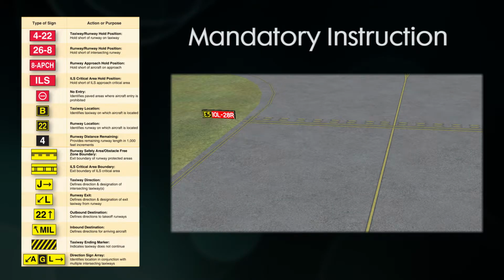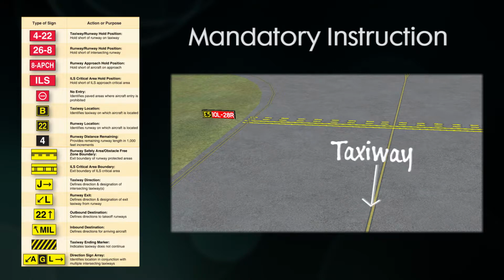Mandatory instruction signs are red with white lettering. They show an entrance to a runway or an ILS holding position. The hold short marking is very distinct and has 2 solid lines on the taxiway side and 2 dashed lines on the runway side. Don't cross unless you have an air traffic control clearance at controlled airports.